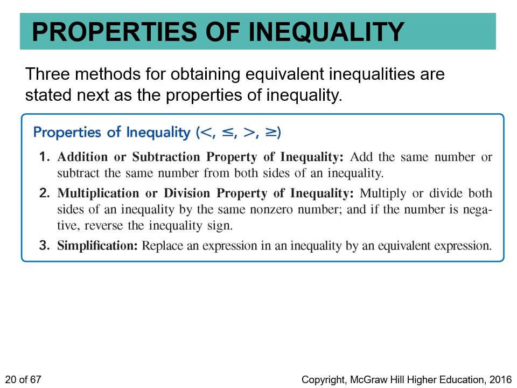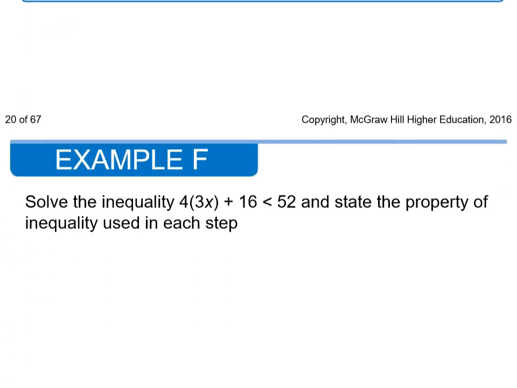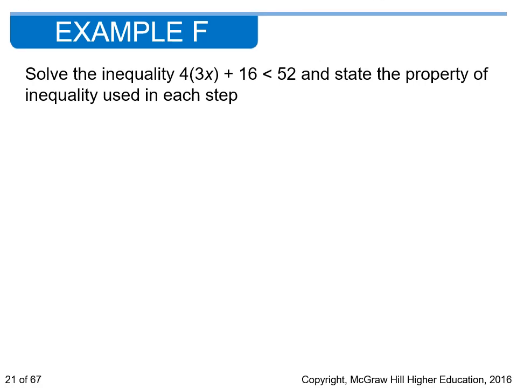So the three properties for solving inequalities are that we can add or subtract any number from both sides. We can multiply or divide by a non-zero number, and if the number is negative, we reverse the inequality. And then simplifying is still the same, just you're adding or subtracting, multiplying or dividing. So let's solve this inequality and state the property used.